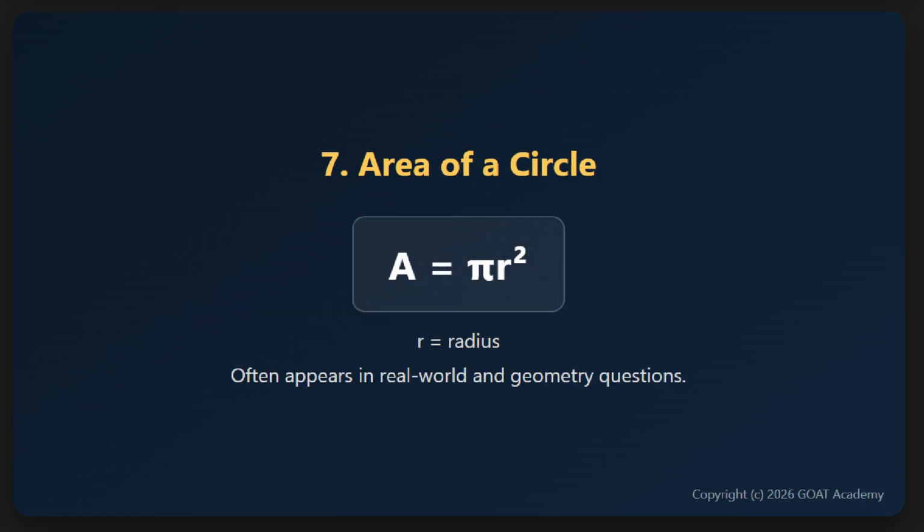The area of a circle is pi times r squared, where r is the radius. The radius is the distance from the center to any point on the circle. You see this formula in geometry problems as well as in real-world contexts, like finding the area of a circular garden or a pizza.